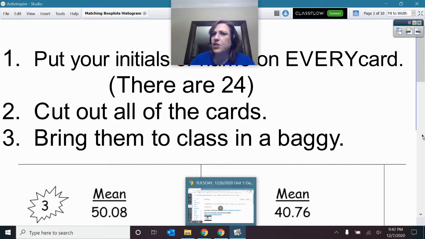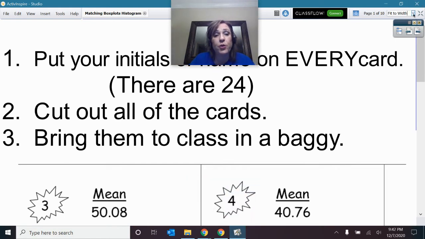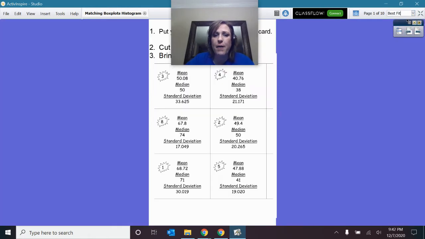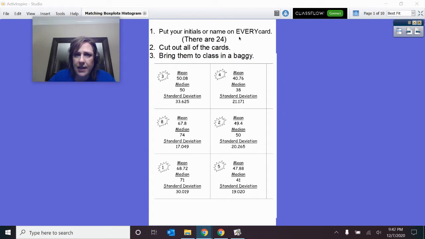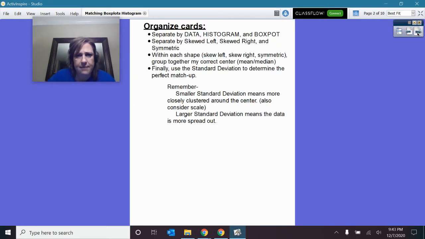Okay? All right. So, the very first thing that you need to do is put your initials on the back of every card, because if you're sitting right next to somebody and they drop a card and then you drop a card, it will be a nightmare to figure out whose is whose. So put your initials or your name on every card, front and back, whichever. And then of course you're going to cut them all out and put them in the baggie that we provide for you.